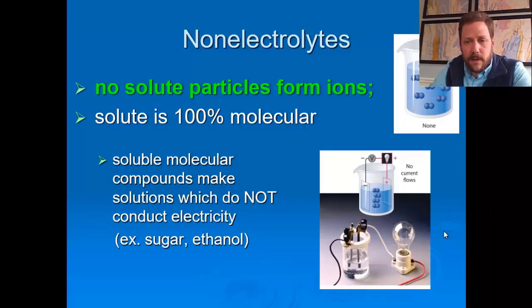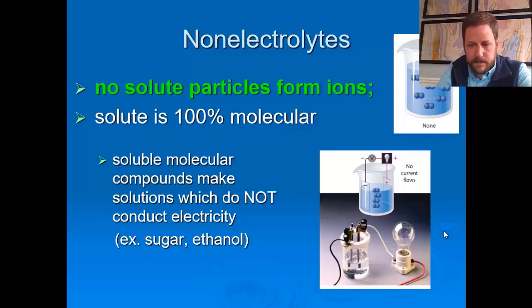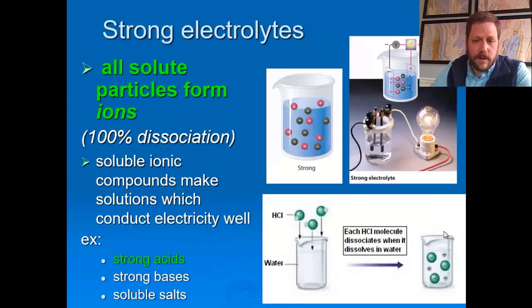The first case, non-electrolytic solutions, are cases where none of the solute particles are ions. 100% of the solute exists as a molecular substance. Sugar dissolved in water, ethanol dissolved in water, methanol, like the examples we looked at before. No current flows in that case, like you can see in the picture. Strong electrolytes are solutions where all of the solute particles form ions. If it's a soluble ionic compound, it's going to form a strong electrolytic solution. Strong acids are also strong electrolytes. Every mole of solute becomes ions.